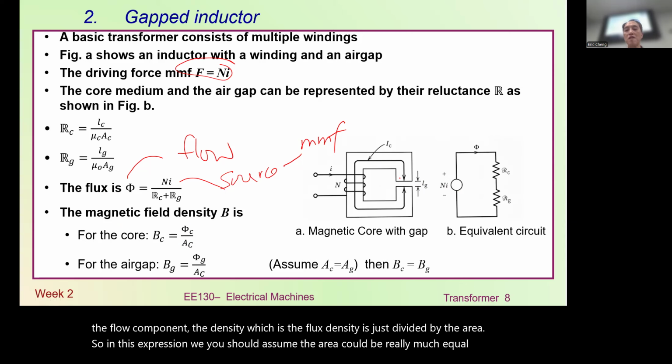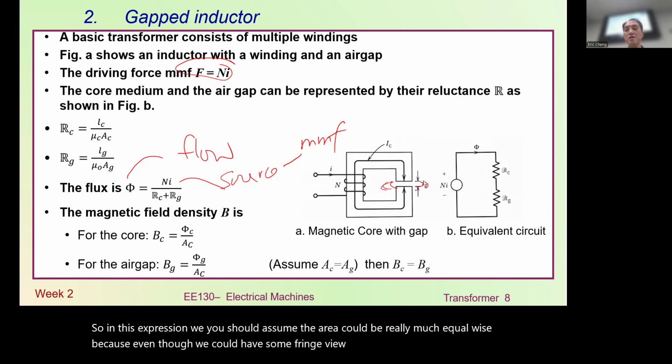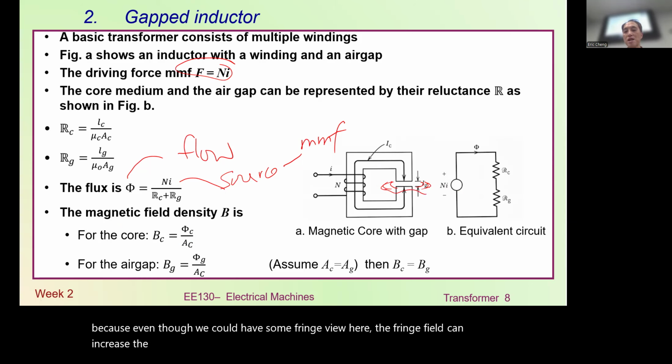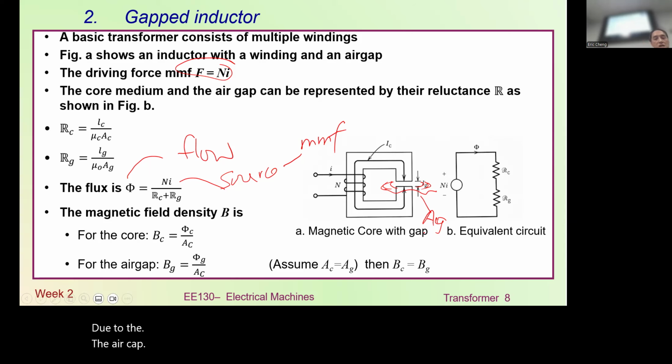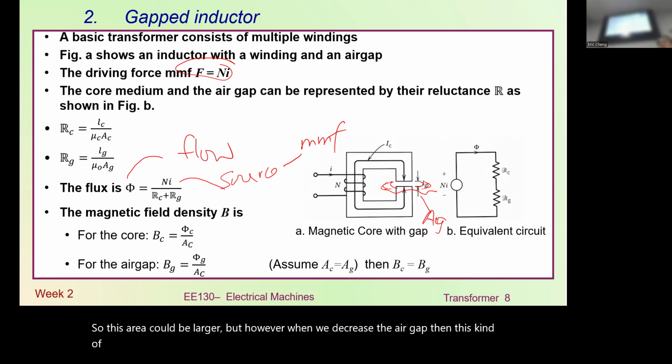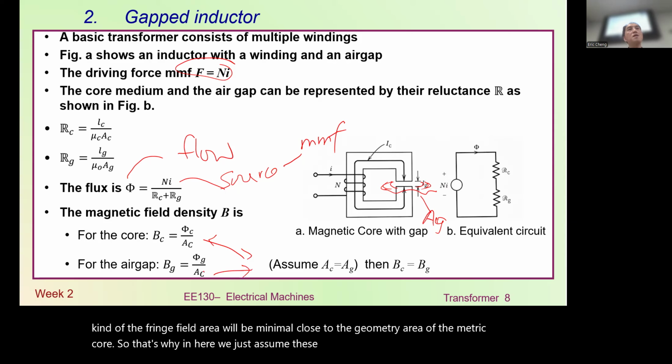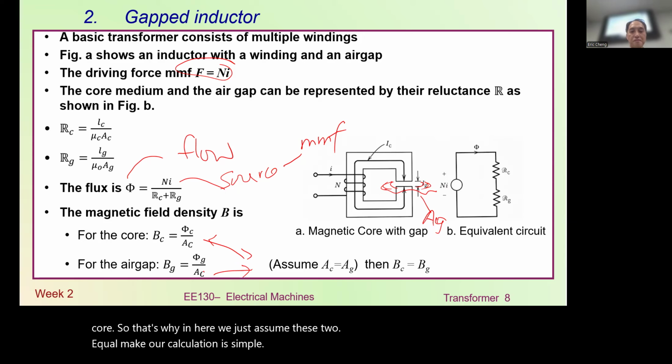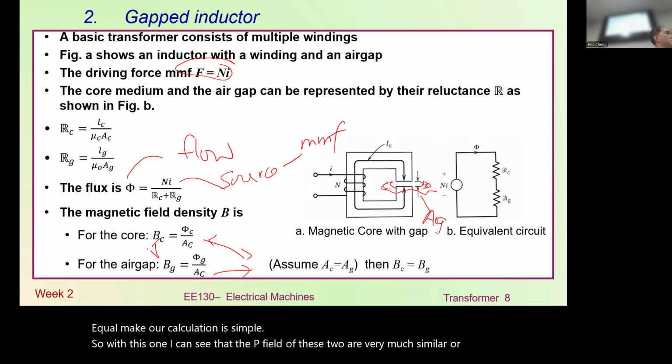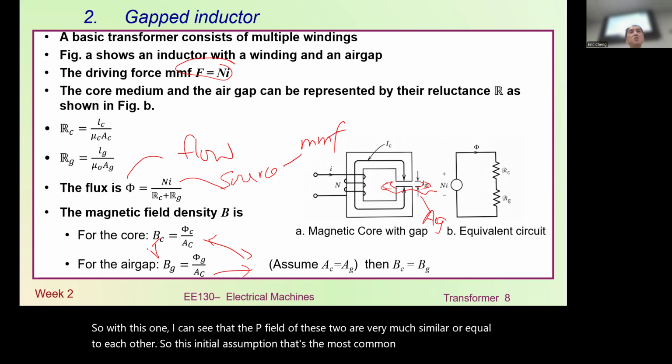In this expression, we usually assume the areas are equal. Why is that? Even though we could have some fringe field here, the fringe field can increase the total area due to the air gap. So this area could be larger. However, when we decrease the air gap, the fringe field area will be minimal, close to the geometry area of the magnetic core. So that's why here we just assume these two are equal, to make our calculation simple. So the B field of these two are very similar or equal to each other. That's the initial assumption, the most common assumption we use in the transformer.